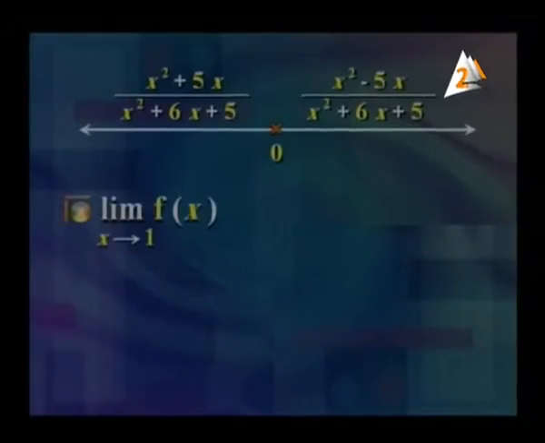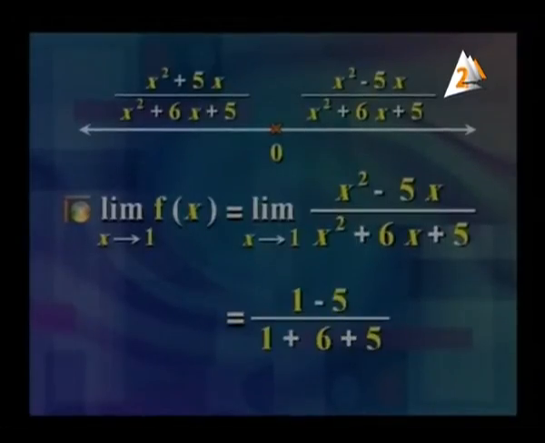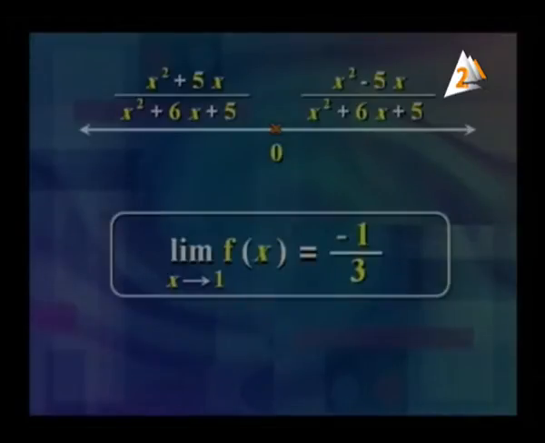When we find limit of f(x) as x tends to 1, by substitution of x equals 1 in the right function, the function becomes (1 − 5) / (1 + 6 + 5) equals negative 4 over 12. Then limit f(x) when x tends to 1 equals negative 1 over 3.